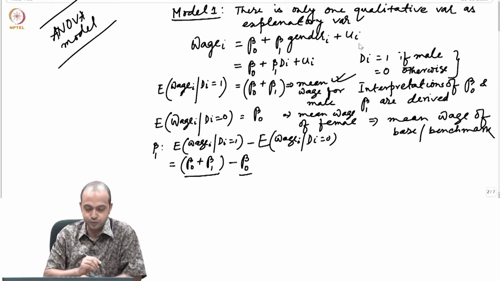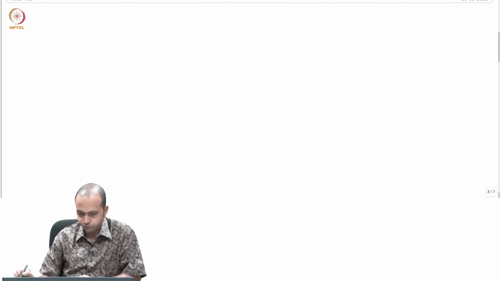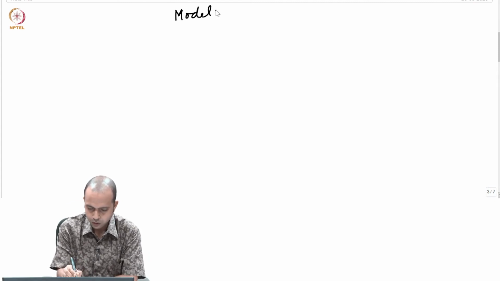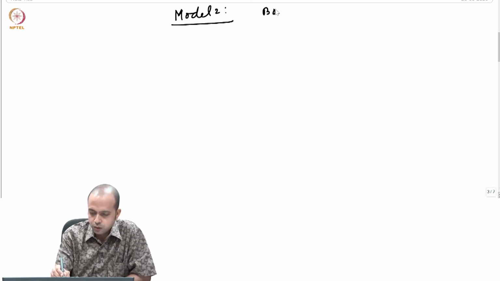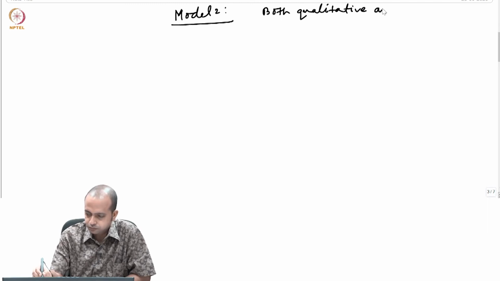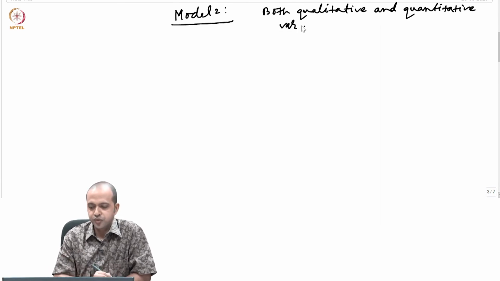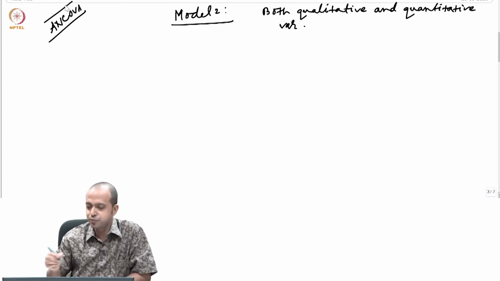Now, suppose I am taking model 2. This is my model 2. Model 2 is a model where I have both qualitative and quantitative variables, and that model is called an ANCOVA model. It is ANCOVA because I have both the qualitative variable as well as the presence of covariates.